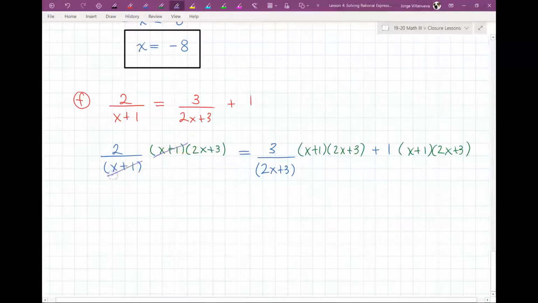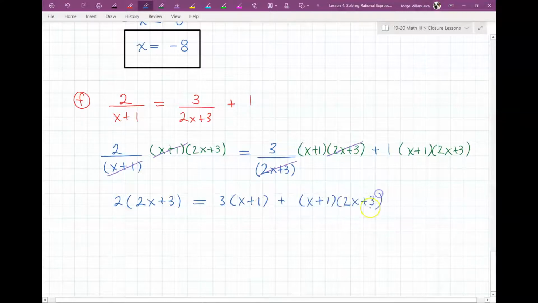We cancel out what we have in common there, so this is just 2 times 2x plus 3 equals, here the 2x plus 3's will go away, so it's just going to be 3 times x plus 1. And then 1 times that, well, it's going to be x plus 1 times 2x plus 3. Now let's go ahead and distribute, okay?